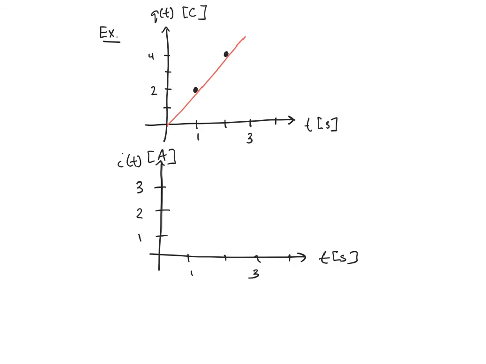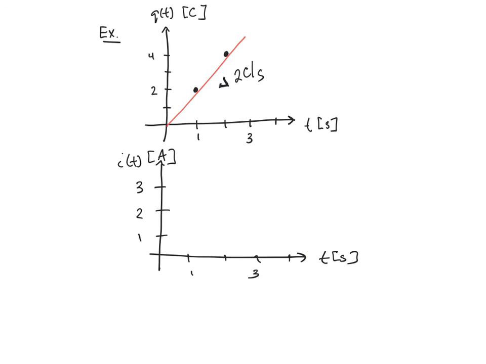Okay, so let's look at another example. In this case, plotting again charge, instantaneous charge versus time, we see that it's just a slope here of 2 coulombs per second. Okay, shown here in red.